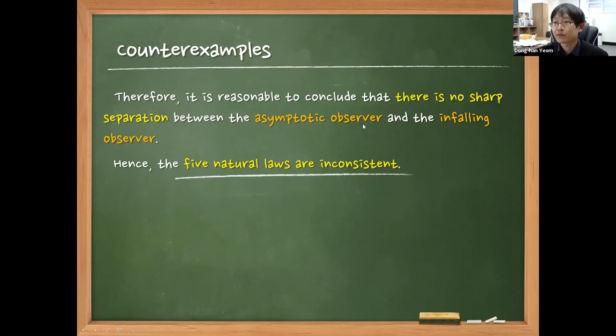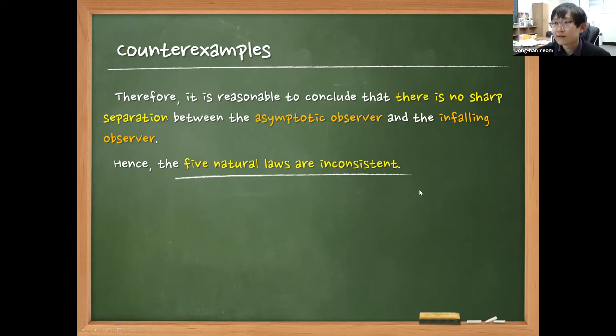Especially for the GR community, I think everybody knows about this. So in principle, you must not distinguish the asymptotic observer and infalling observer. And indeed, I think this must be the truth. So therefore, the original five natural rules are inconsistent. Maybe we can also conclude that way.